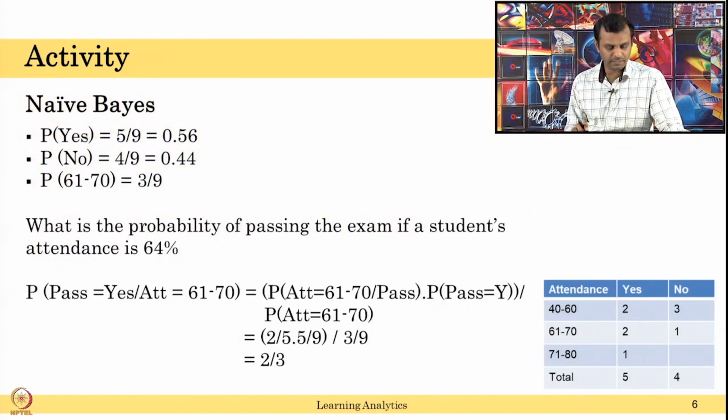So, if you apply the Bayes theorem, you want to know the probability of passing the exam equal to Yes given attendance is 61 to 70. Which means you have to say probability of attendance 61 to 70 given the student passed, and probability of passing the exam equal to Yes, divided by probability of attendance 61 to 70.